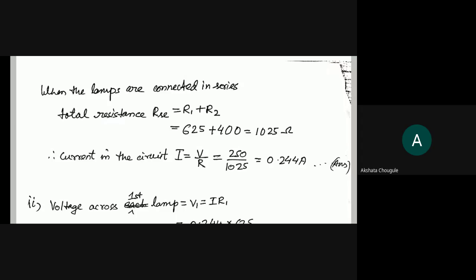152.43, 152.5 is the first, V1, and V2 is, how much is it? 97.6. Right. Everyone got this answer? Yes, ma'am. Okay, very good. So this was our problem.